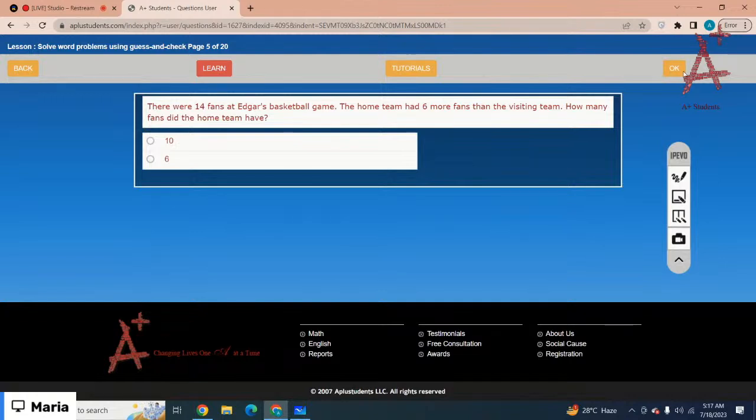Okay, the next one is there were 14 fans at Edgar's basketball game. The home team has 6 more fans than the visiting team. How many fans did the home team have? So basically you have to find two numbers whose sum must be 14 and whose difference must be 6.